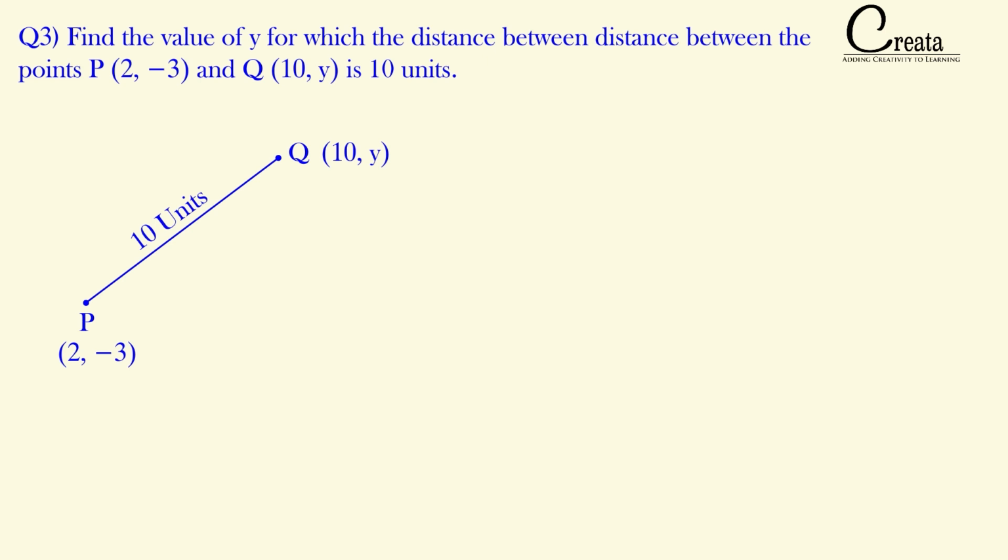So we will use the distance formula, that is, the distance between points P and Q will be equal to root of (x2 minus x1) whole square plus (y2 minus y1) whole square. Here let's assume the point P as x1, y1, that is, x1 is equal to 2 and y1 is equal to minus 3.